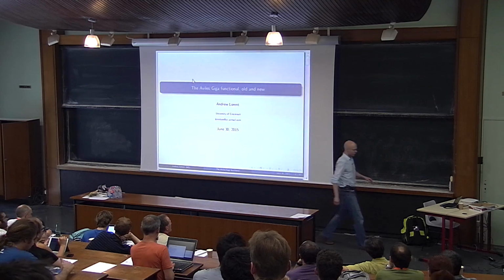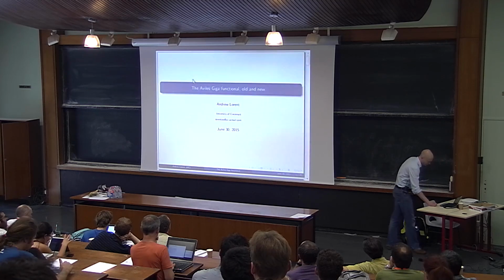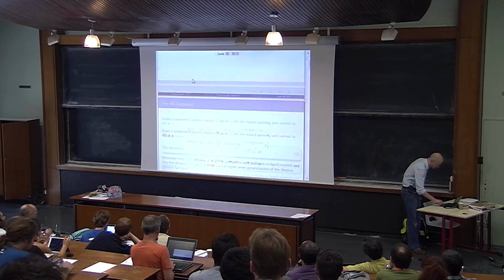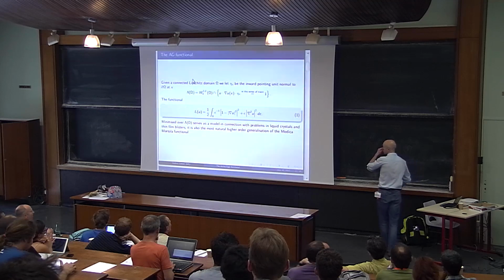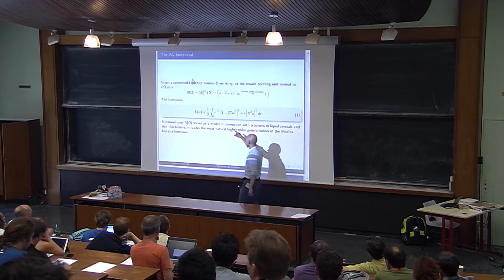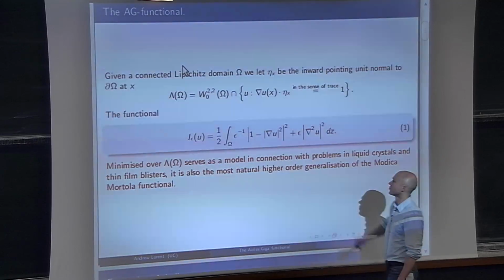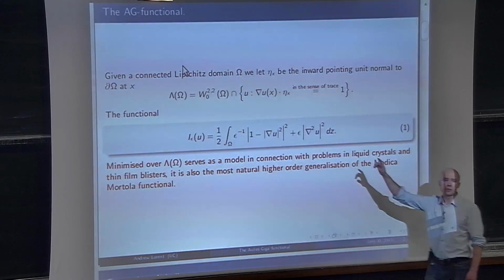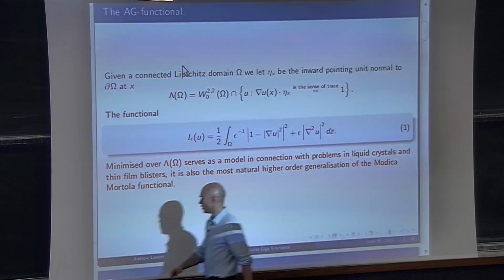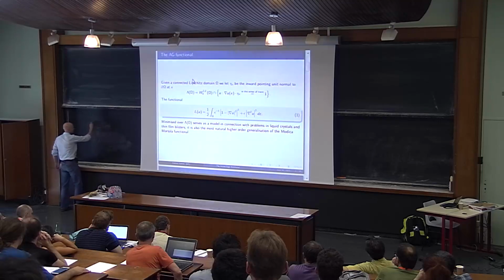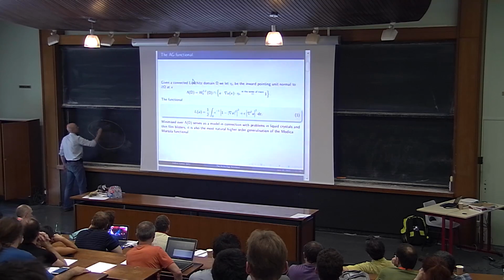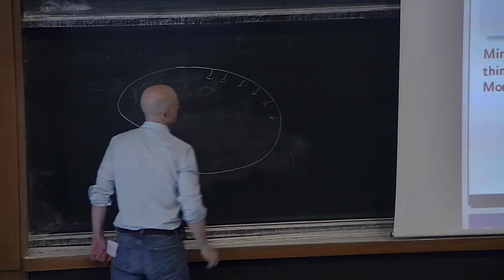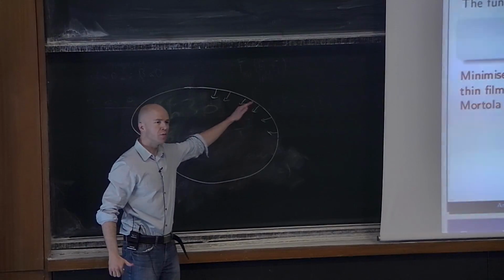So we're going to talk about the Aviles-Giga functional. This is the Aviles-Giga functional here. Quite a simple functional. And we're minimizing it over the space of functions that are up here. W22, it's 0 on the boundary. And we insist that it has the gradient equal to the inward pointing unit normal. So here is our domain. Here we've got the inward pointing unit normal to the boundary. We have something which is 0 around the boundary, and the gradient is equal to the inward pointing unit normal.